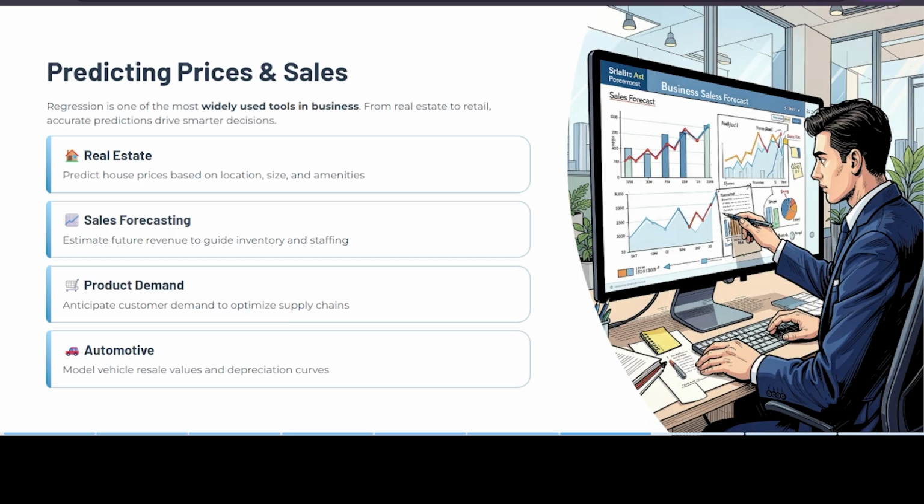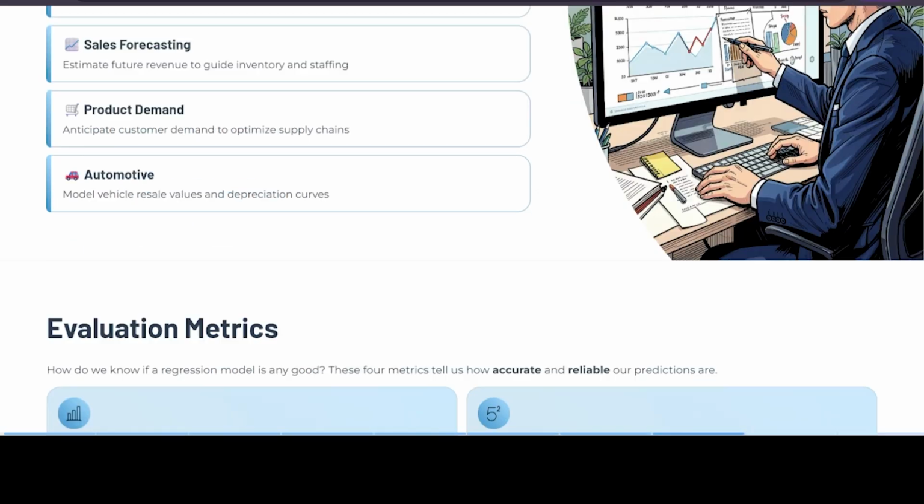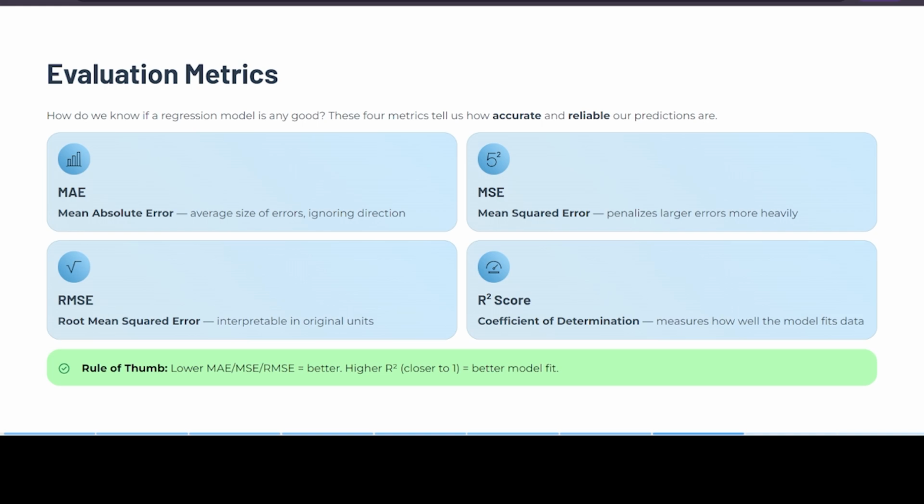So the line should not be a straight line. It will be a curved surface. That kind of appearance should be emphasized inside the overfitting concept. A good machine learning model should learn the pattern, not memorize the pattern. So regression is widely used in real estate, sales forecasting, product demand, and automotive services. Next we are going to see evaluation metrics.